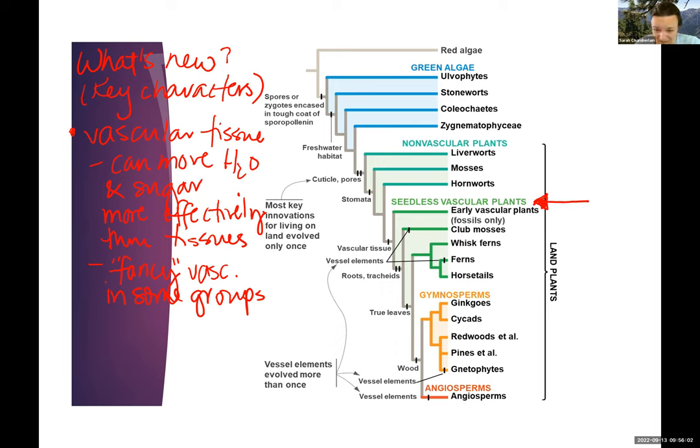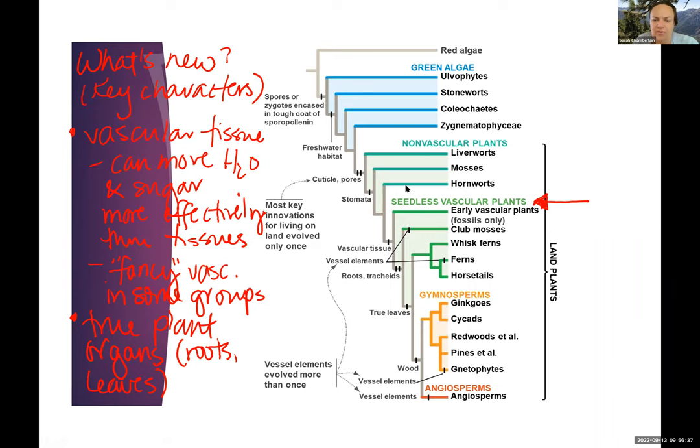And then the same thing with roots, right? In our non-vascular plants, there are these little kind of anchoring rootlets, you might want to call them, but they're not proper roots. Okay. So we're starting to have true plant organs, right? Roots, leaves. Okay. And not in all of them, right?